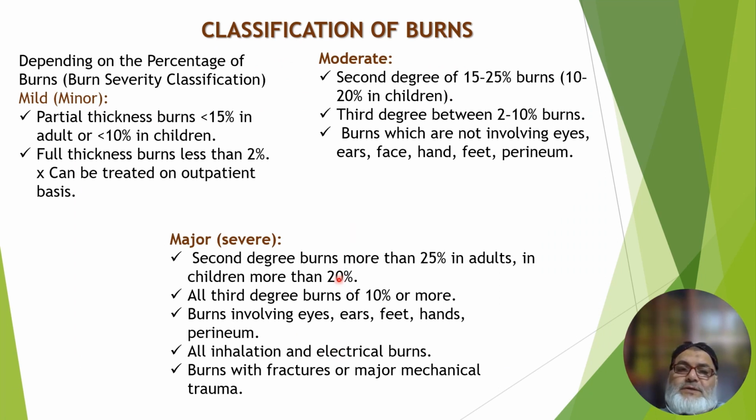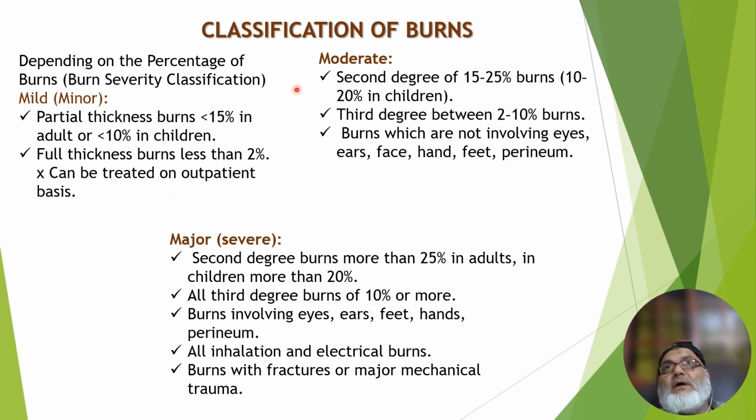So how will you classify the burn? According to the percentage of burn, the severity classification is mild, moderate, and severe burn. The mild burn is partial thickness burn. It is less than 15% in adults and less than 10% in children. Full thickness burn is less than 2%. It can be treated on an outpatient basis.